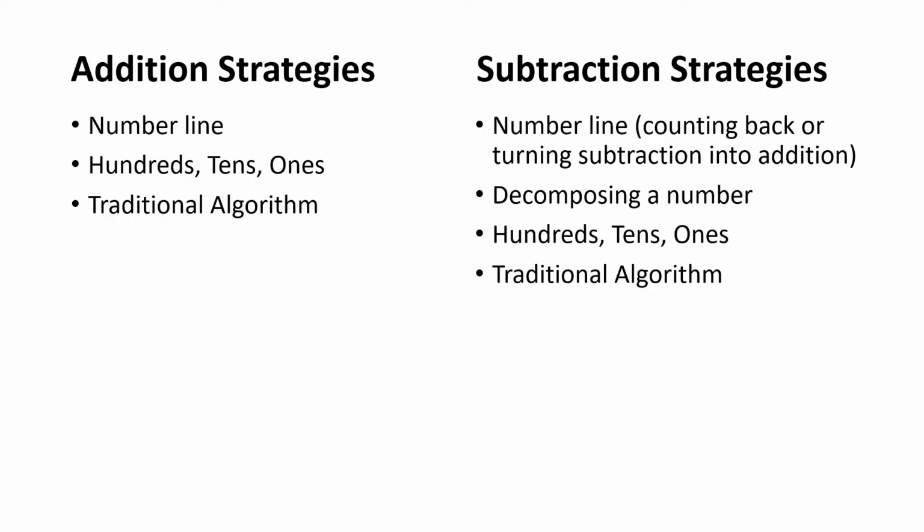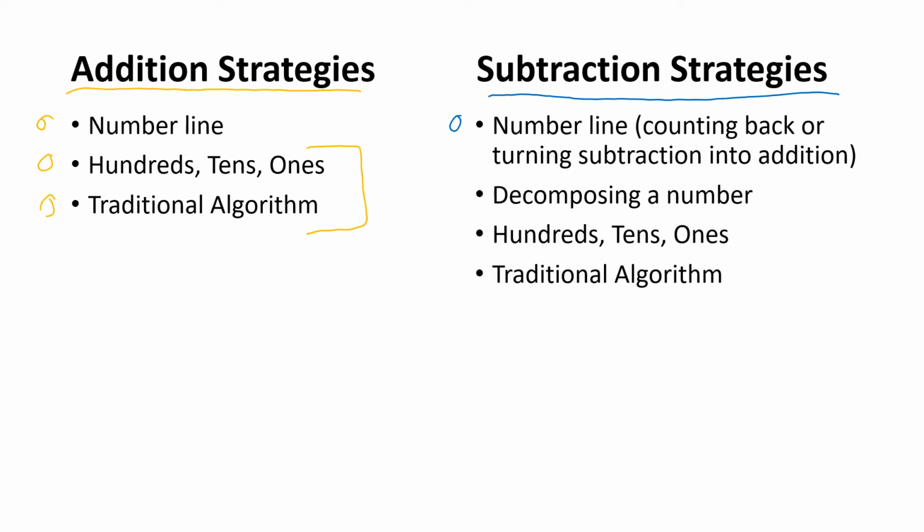There are several addition and subtraction strategies that you have already learned throughout 3rd grade. For example, for addition strategies, you have learned how to add using a number line, hundreds, tens, ones, and the traditional algorithm. In today's lesson, we're going to focus on the hundreds, tens, ones strategy, moving toward using the traditional algorithm. For subtraction, you have learned how to subtract using a number line, whether you count back or turn the subtraction sentence into addition. That's a really common one that a lot of students like to use.